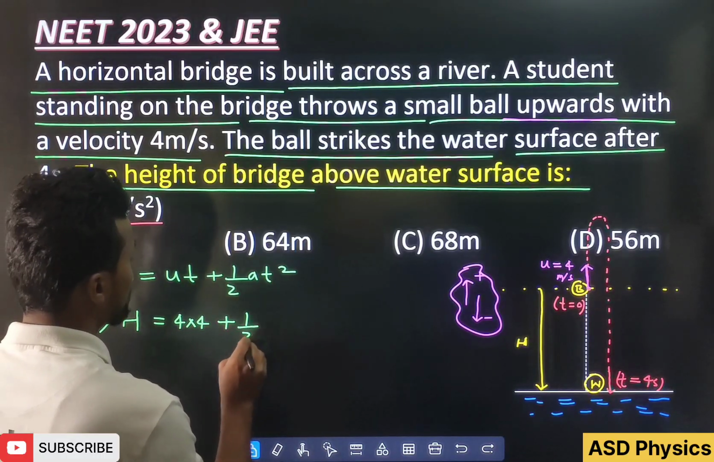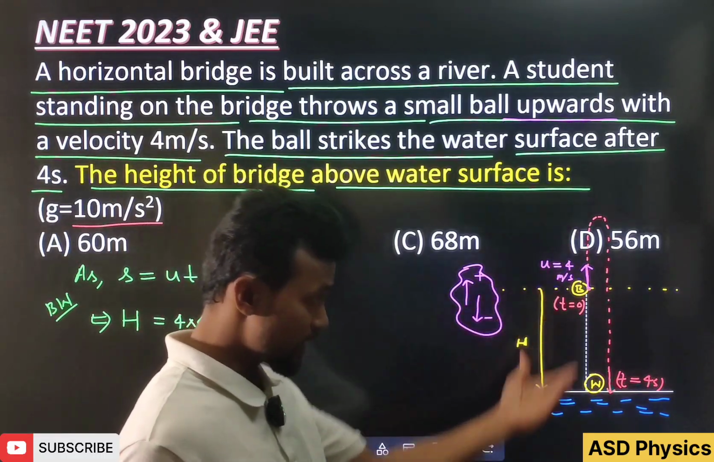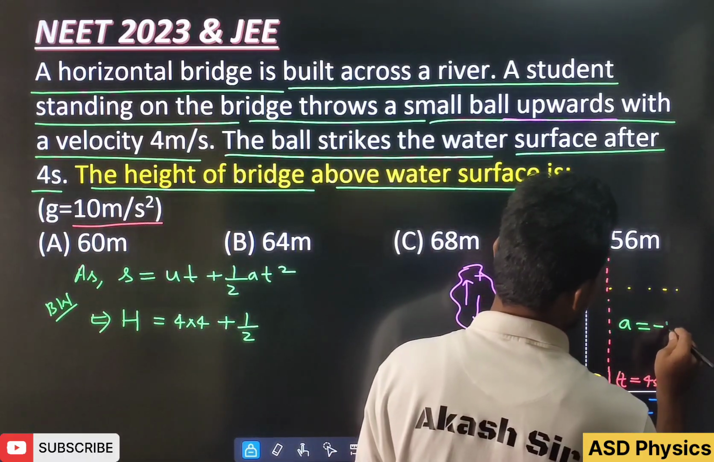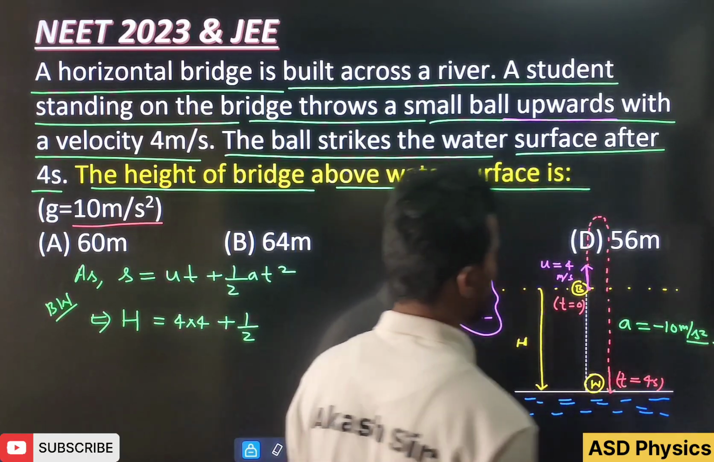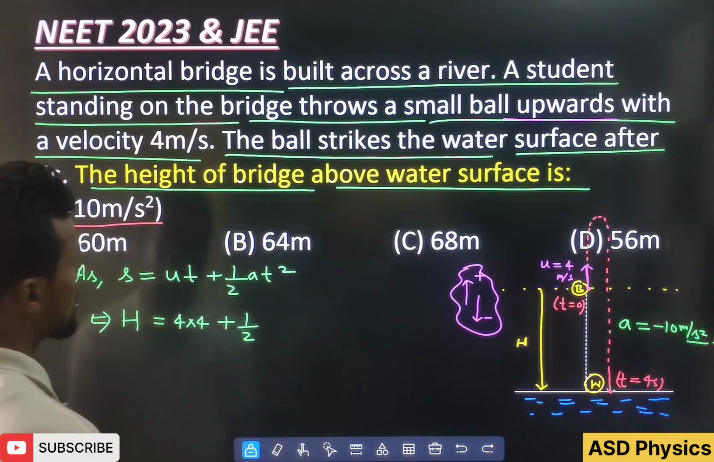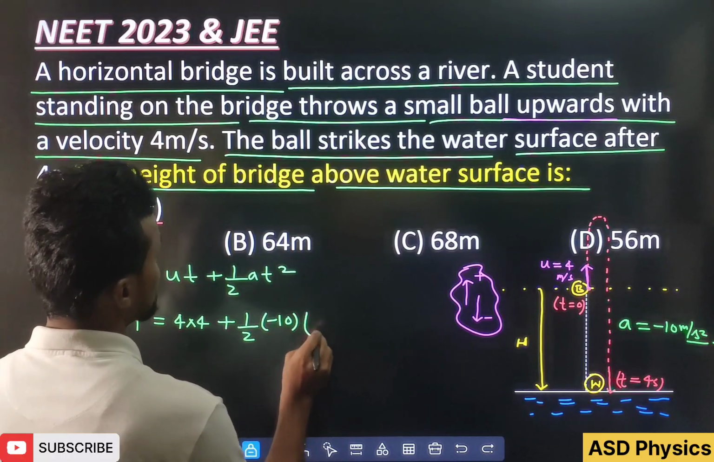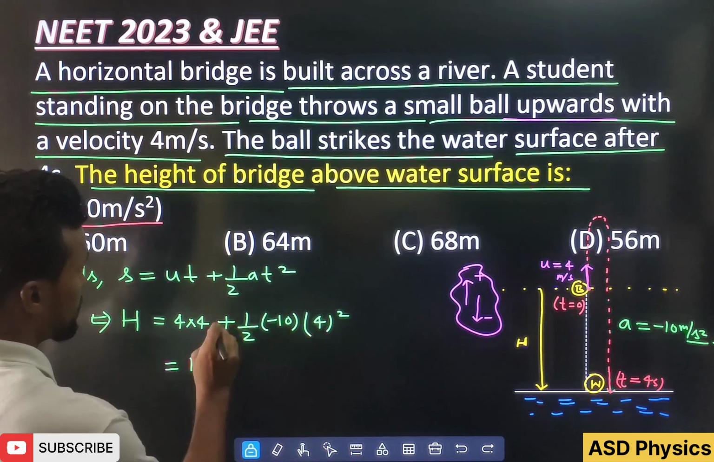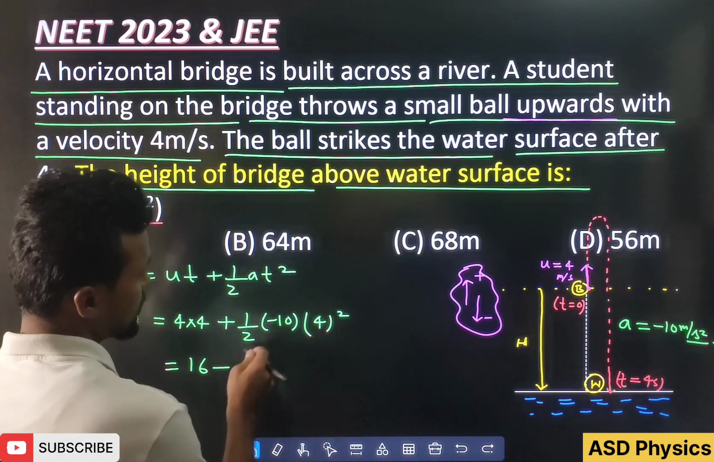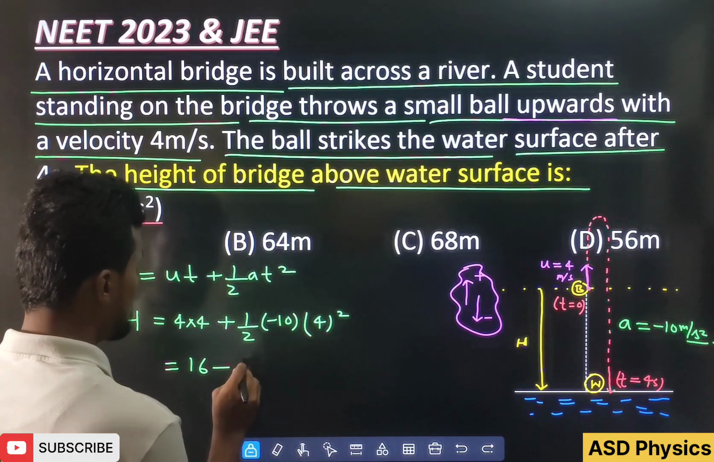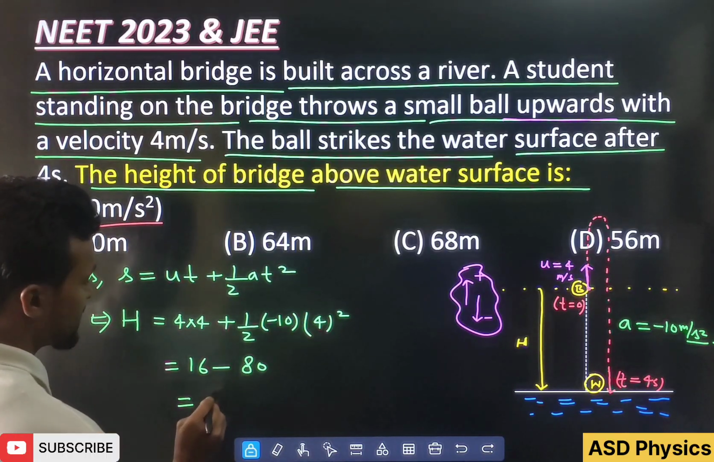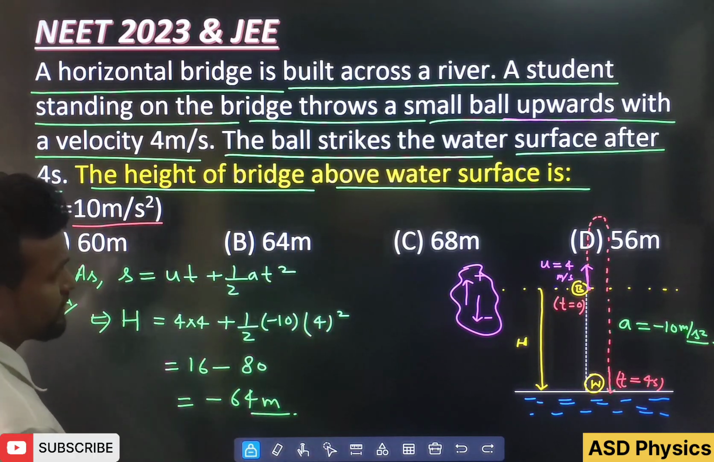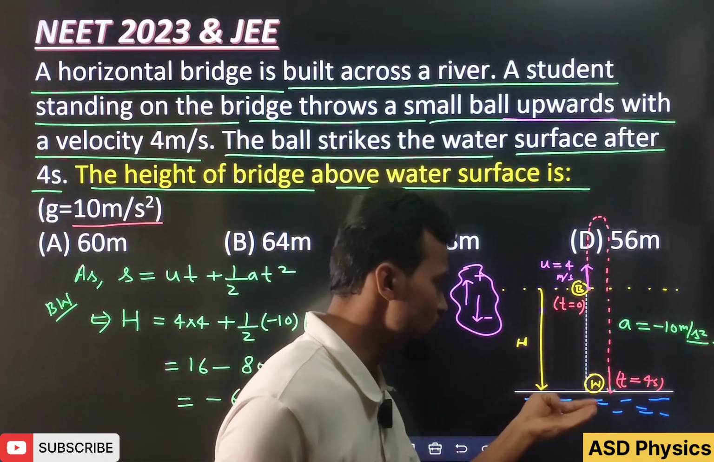Now plus half a t square. Gravity is acting in the downward direction, so a equals minus 10 meters per second square, because downward is minus. So half, a is minus 10, t is 4 square. This comes 16 plus minus, 2 5s are 10 and 5 into 16 is 80. So 16 minus 80, when simplified, comes to minus 64 meters. As we know, the height of the bridge from the water is 64 meters.